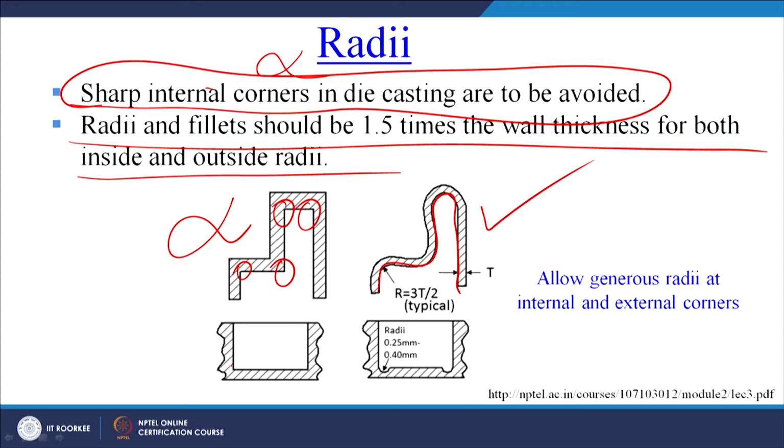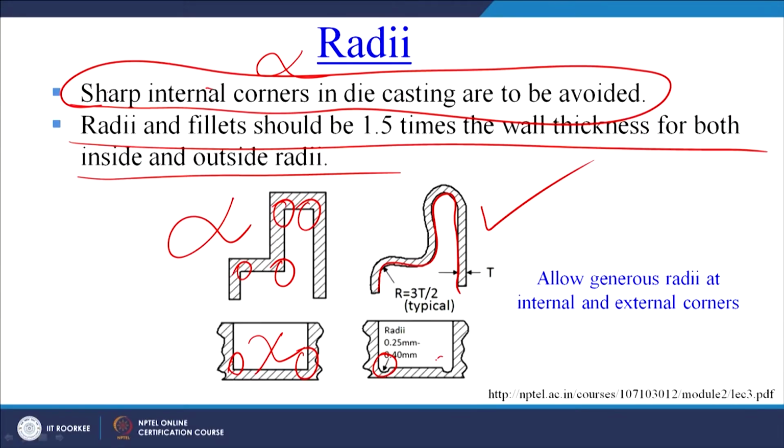Similarly here also we see this is an internal sharp corner, this is not recommended in a product designed to be made by the die casting process. So for internal radii here, the range given is 0.25 millimeter to 0.40 millimeter, this is recommended. So allow generous radii at internal and external corners for the products to be made by the die casting process.